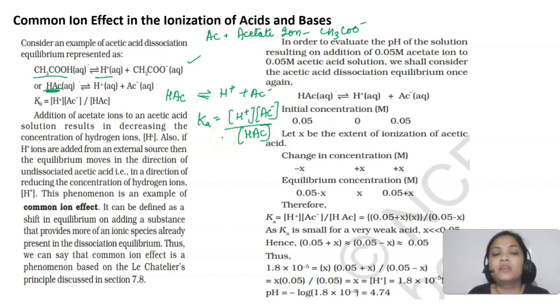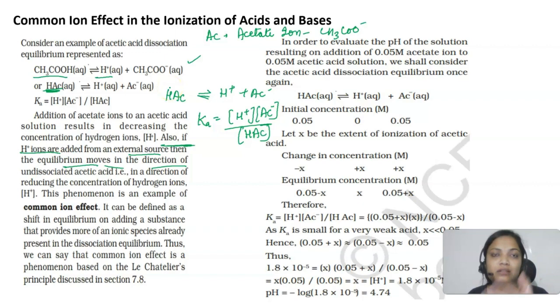Now what will happen? Let's say I am adding acetate ions. If I add more acetate ions, what will happen? It will decrease the concentration of hydrogen ions also. Why? Because if I am adding acetate ions, it will combine with hydrogen ions and form the acid again. So the hydrogen ion concentration will decrease. Also, if I am adding hydrogen ions from an external source, the equilibrium again moves in the direction of undissociated acetic acid.